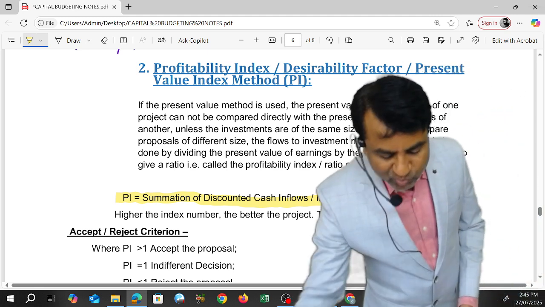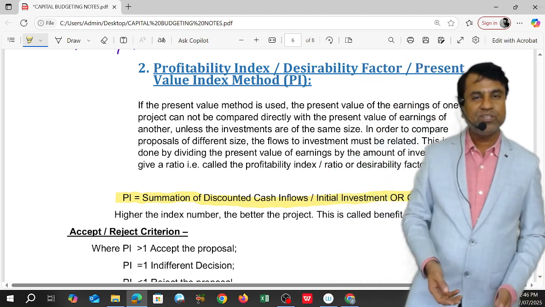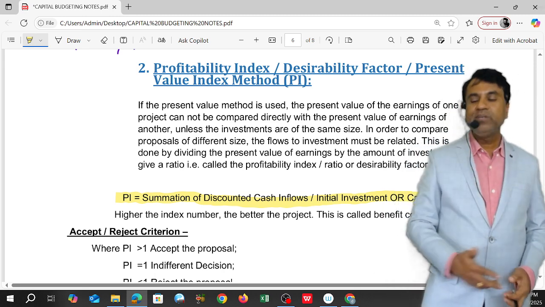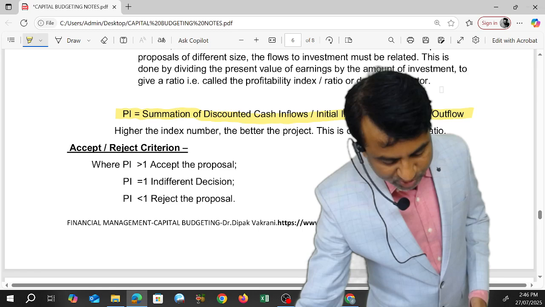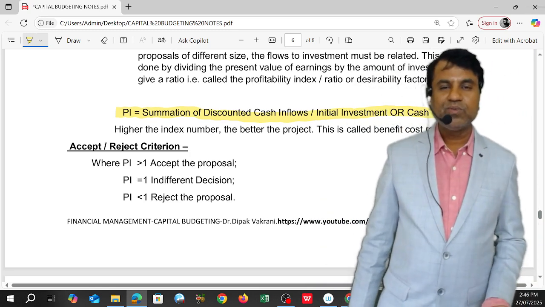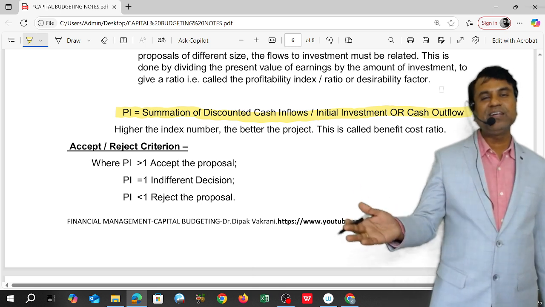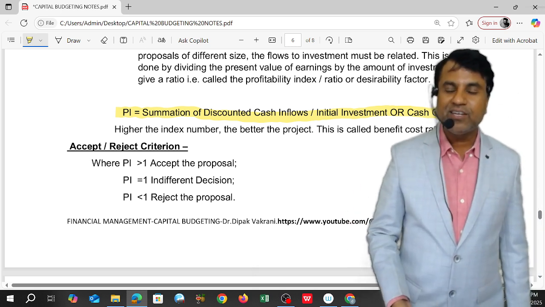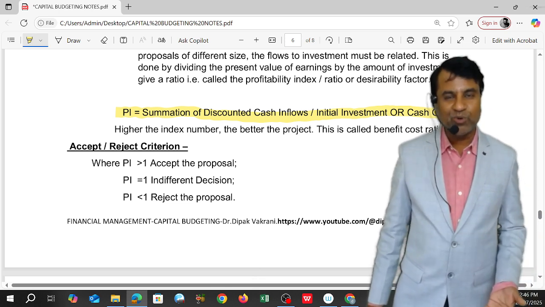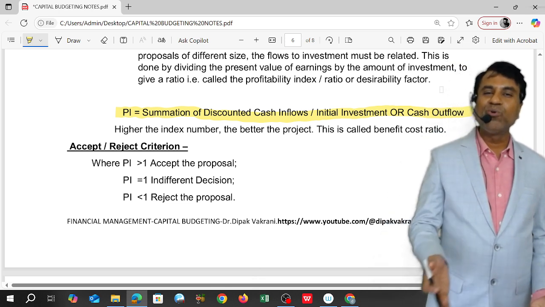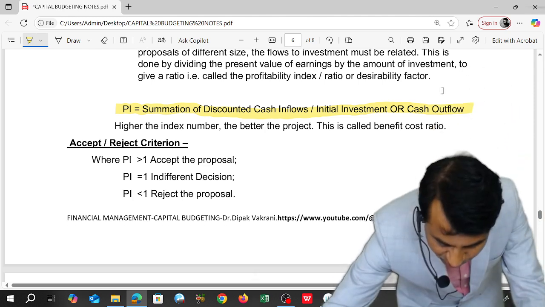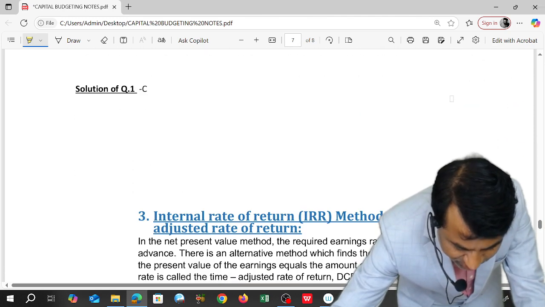So both the components we are having in this question: summation of discounted cash inflow, and initial investment or cash outflow. And obviously, when is the project accepted? Let's check here if PI is greater than 1. If NPV is greater than 0, it is accepted. If it is greater than 0, here it is automatically greater than 1. Why? Because obviously if your cash inflows are positive, then the numerator will be more and the denominator will be less. So summation of discounted cash inflow, let me do it for you so that I can make you understand this one. It is very easy, my dear.